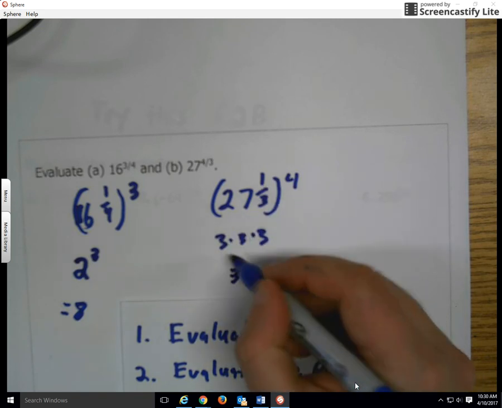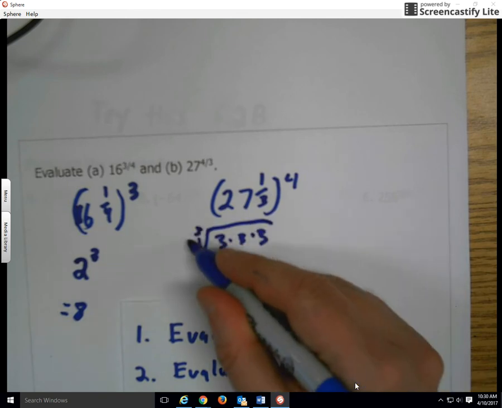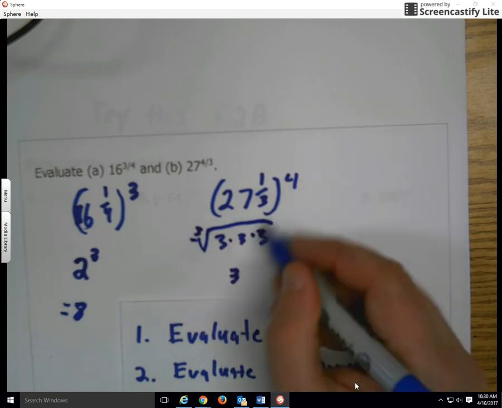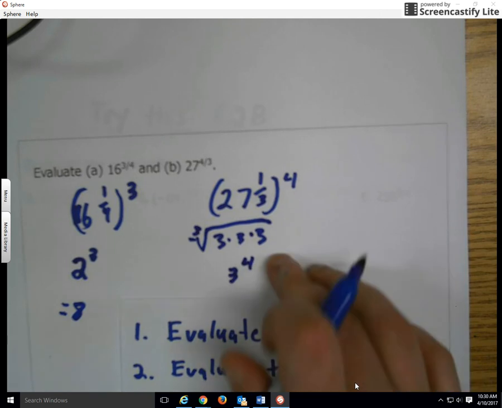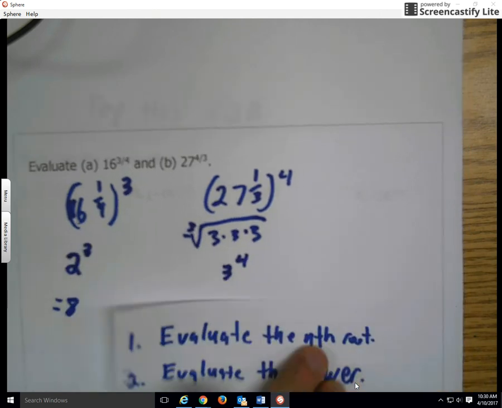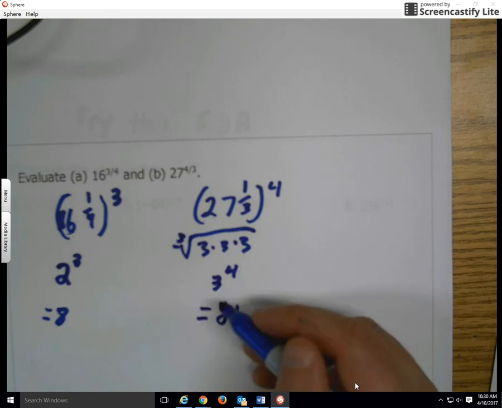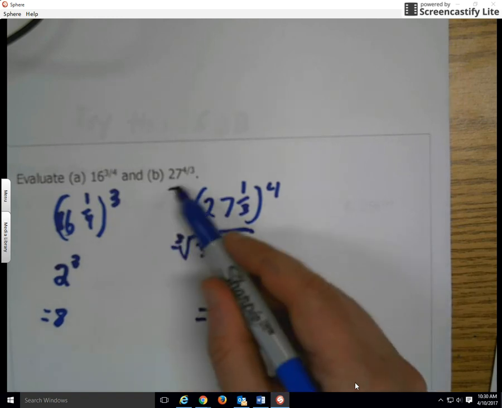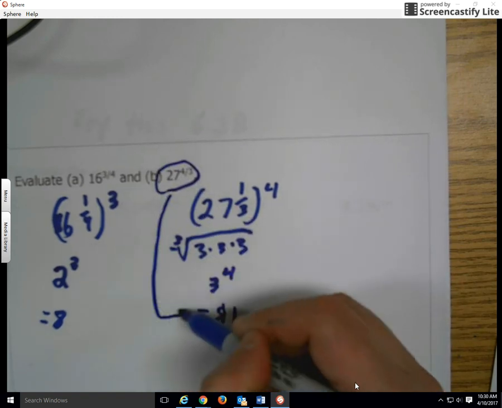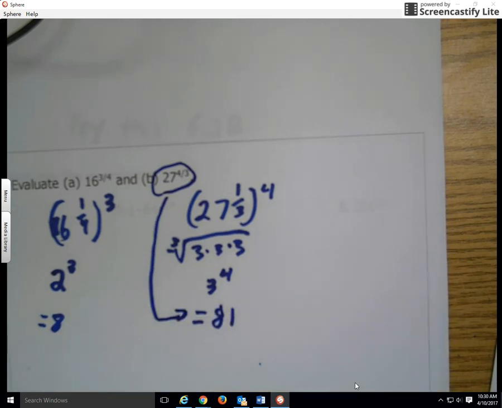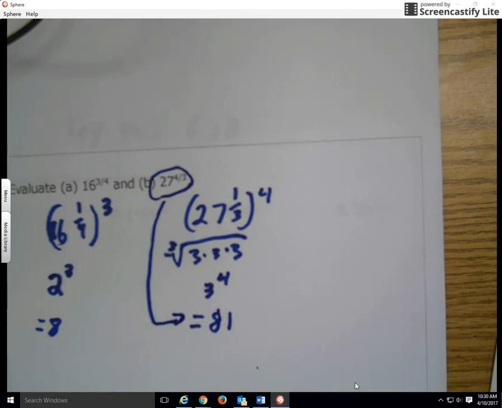So that's the root. It'd be 3. But then is 3 to what power? To the 4th. But what is 3 to the 4th power? 3 to the 4th power would be 3 times 3 times 3 times 3, which is 81. So the answer to this is 81. Okay, hopefully that was helpful.